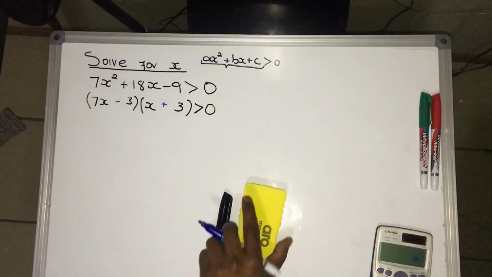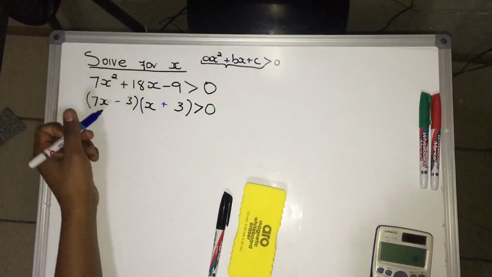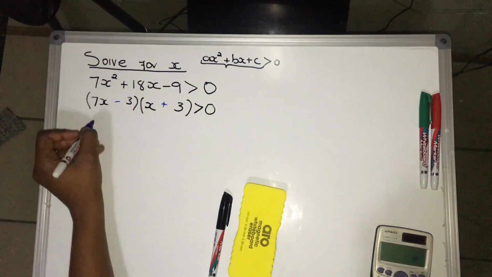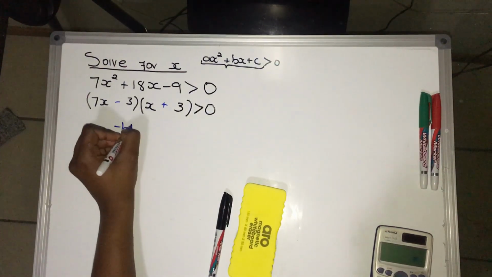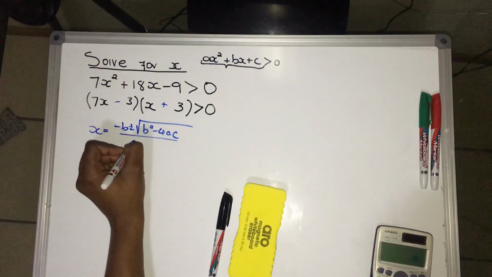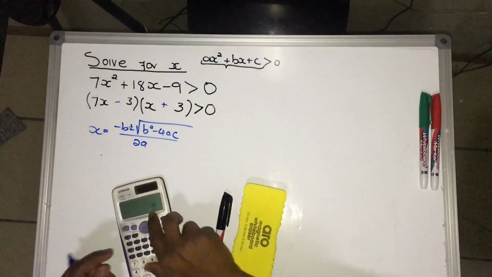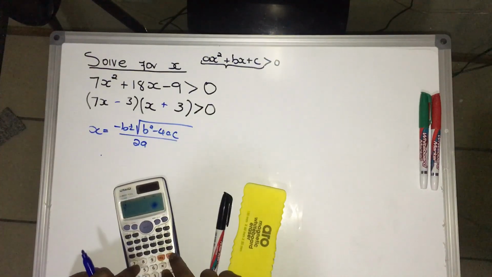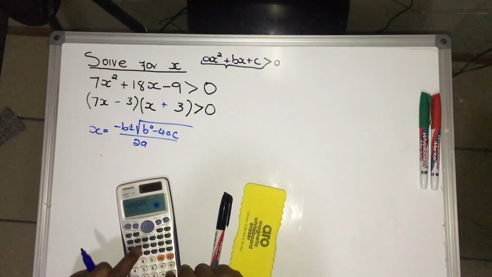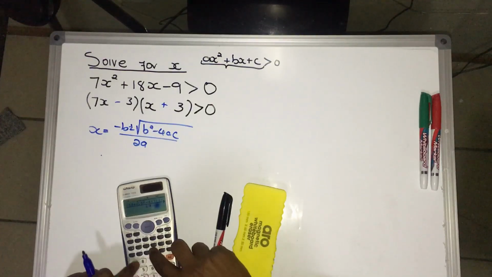Okay, so remember, if you can see it, you can always use the quadratic formula. If I want to factor it, it will be the quadratic formula: minus b plus or minus the square root of b squared minus 4ac, all over 2a. Then I'm calculating. So minus my b is 18, plus or minus the square root of 18 squared minus 4 times 7 times c, which is minus 9, over 2 times 7.